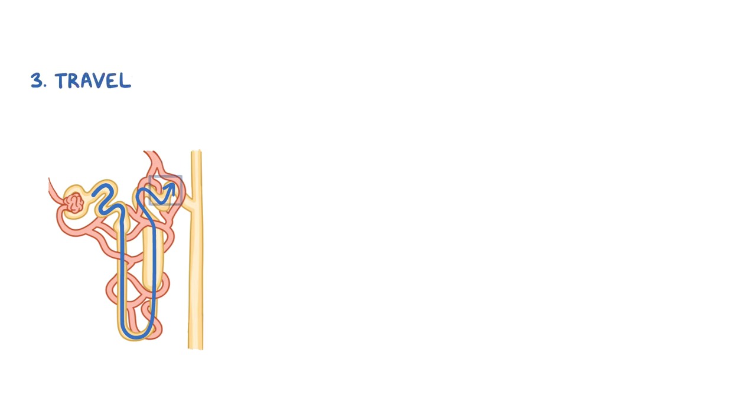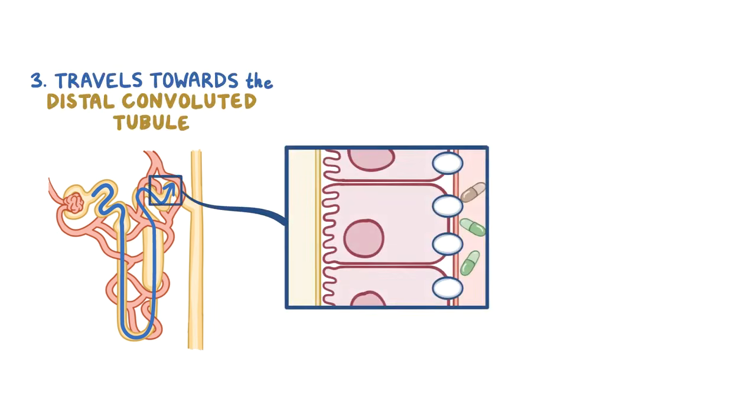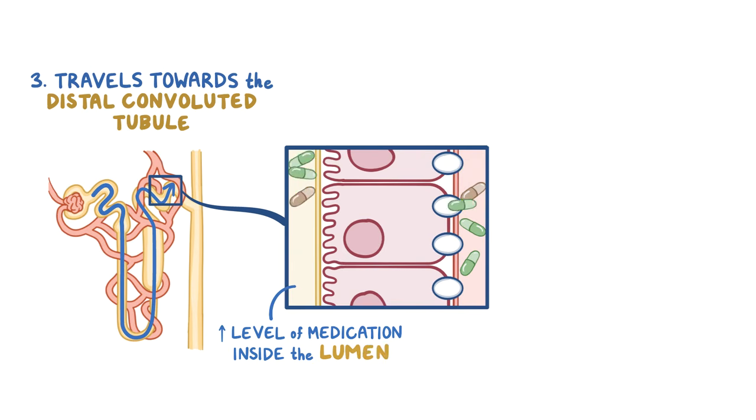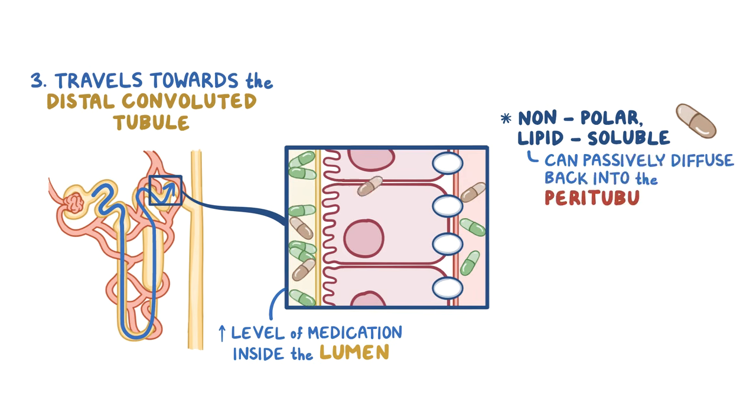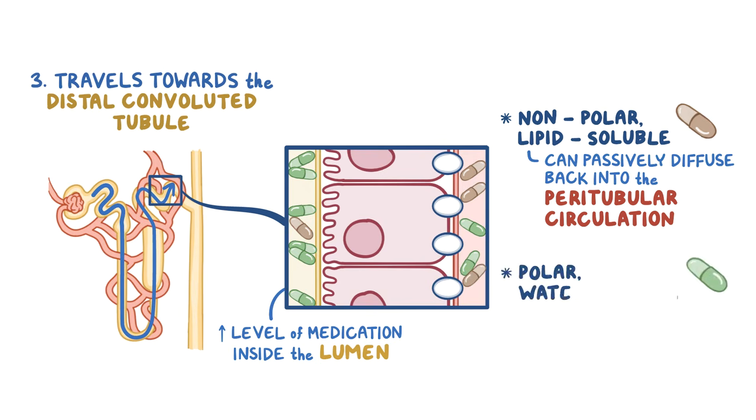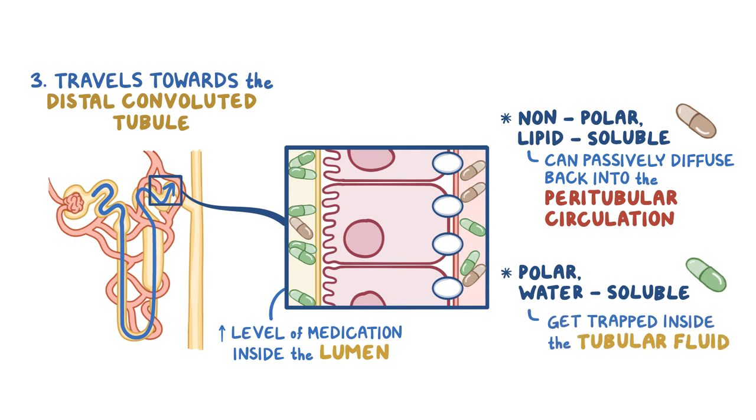Now, as the filtrate travels toward the distal convoluted tubule, the level of medication builds up inside the lumen. So, its concentration rises higher than in the peritubular capillaries. If the medication is nonpolar and lipid-soluble, it may passively diffuse out of the tubular lumen and back into the peritubular circulation. On the flip side, polar and water-soluble medications can't cross the membranes of tubular cells, so they get trapped inside the tubular fluid and are eliminated from the body with the urine.